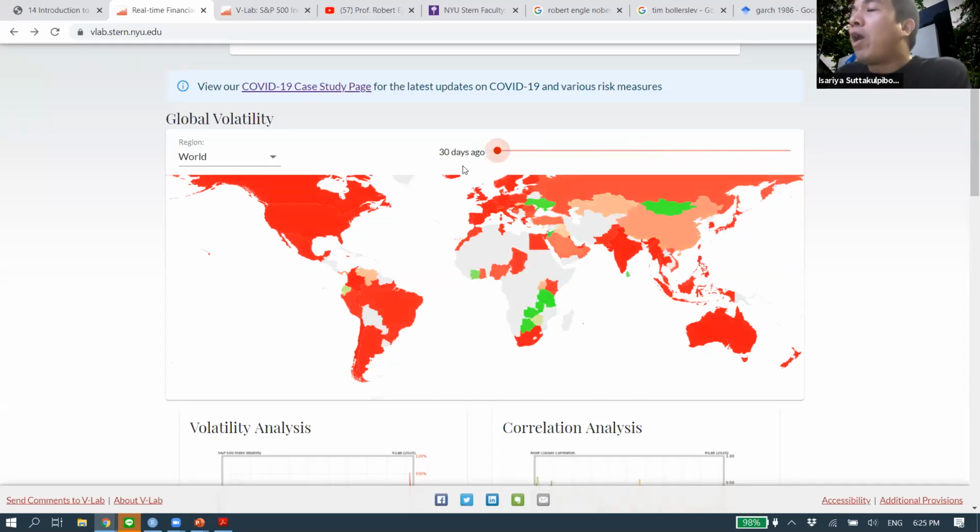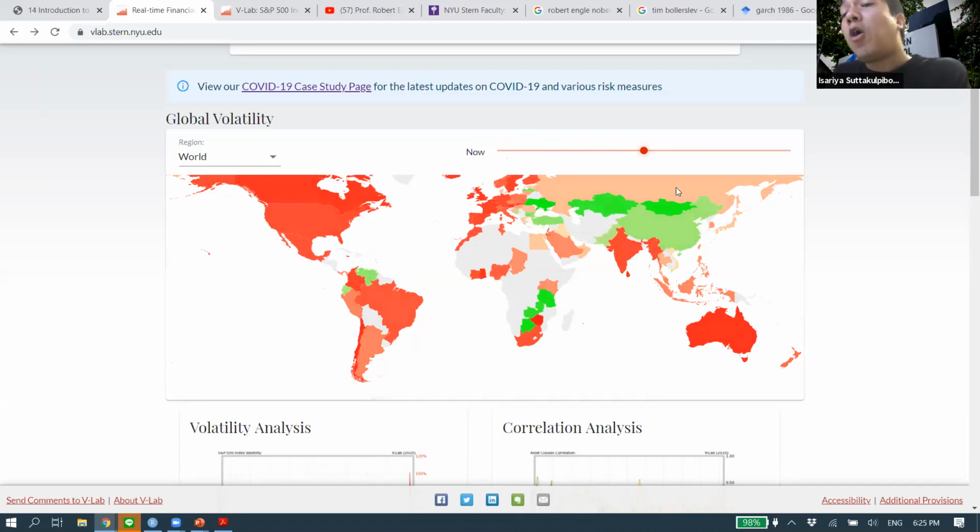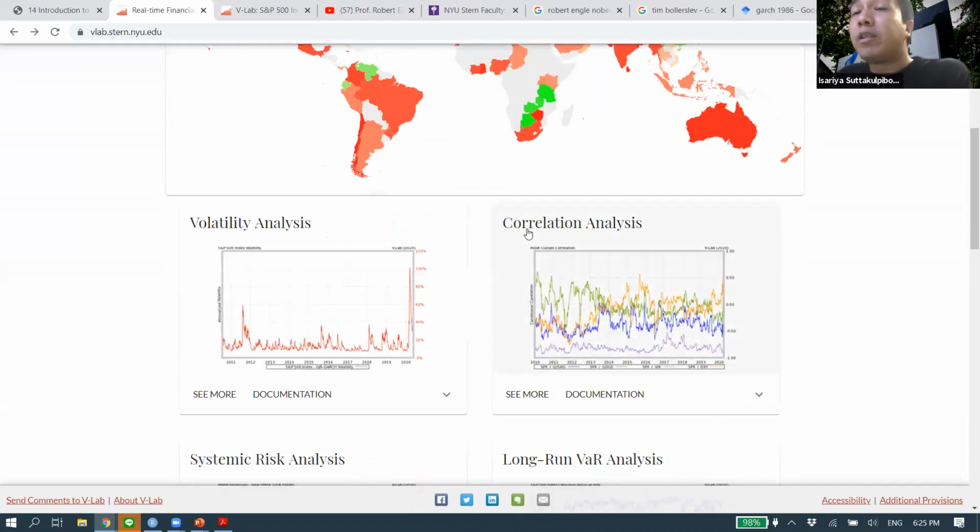And where it's getting deep red, obviously, is in the European countries and the American continents, right? You can see the United States, Canada, Brazil are the highest right now, and also European countries. So basically they're keeping track of the volatility. Not only that, they also keep track of correlation. If you're familiar with statistics, they're looking at how each stock market is related, so they keep track of correlation as well.